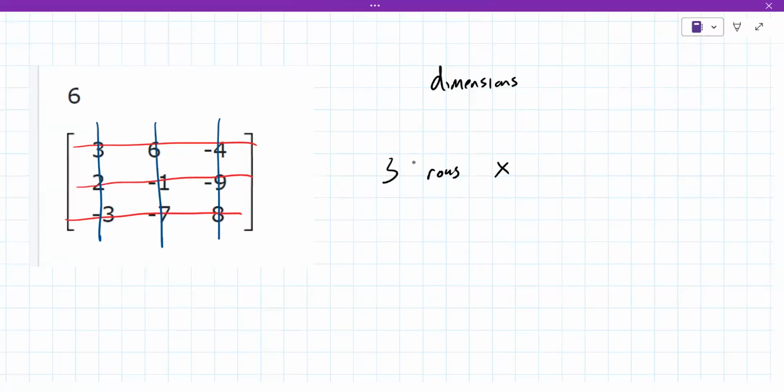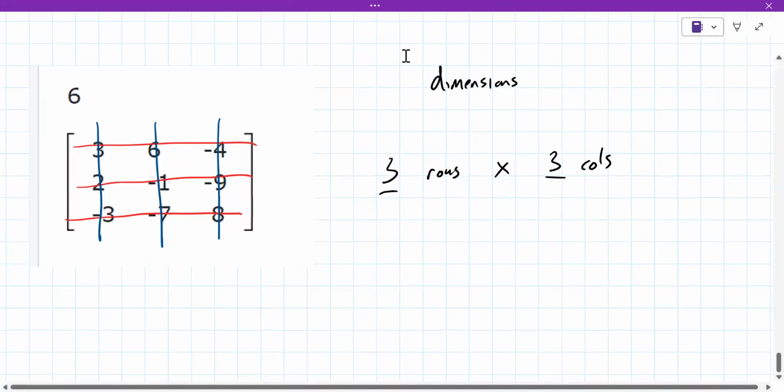3 rows. Rows come before columns. I don't make the rule. These are just what they are. Like adjectives come before nouns in the English language. We drive on the right side of the road here. That's the way it is.